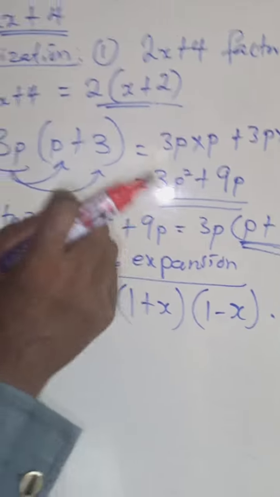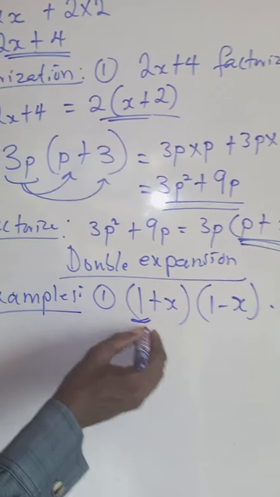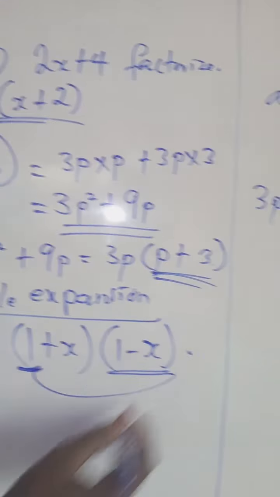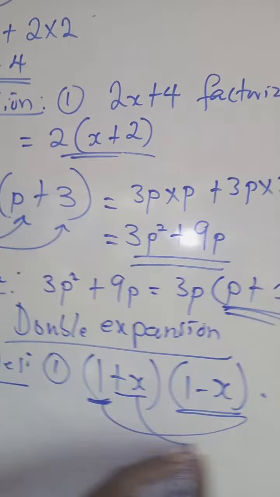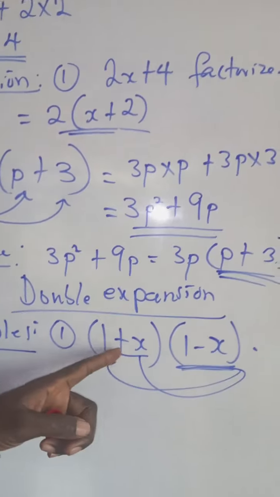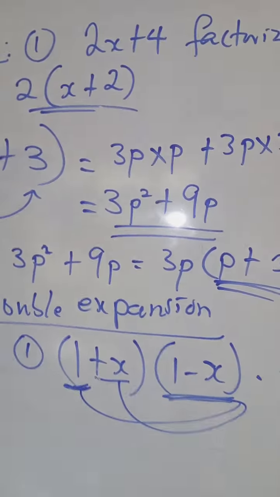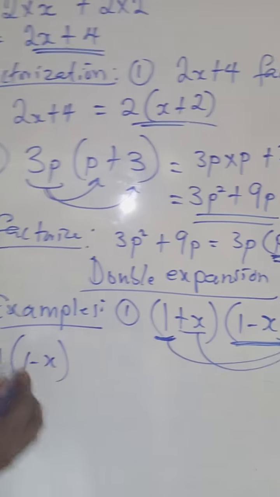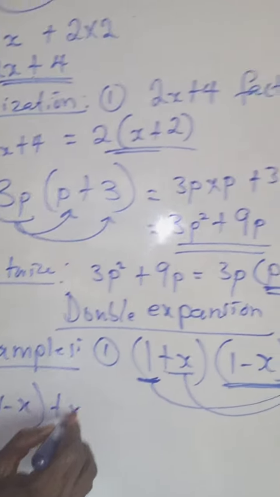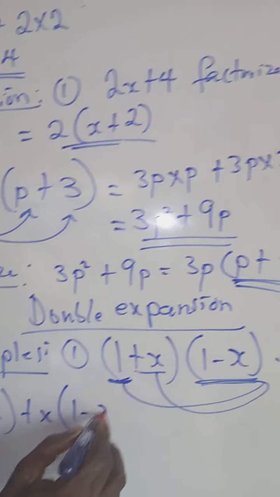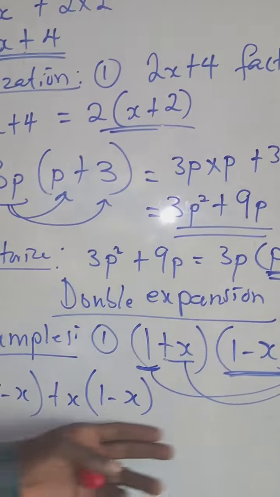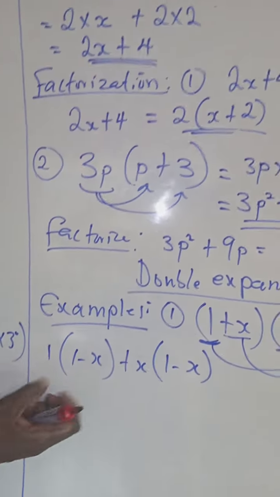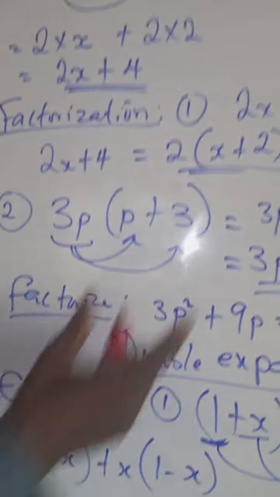I'll now turn it to single. How do I make it single? This one multiplied by the whole bracket plus this multiplied by the whole bracket. Don't forget the sign. Very, very important. 1 multiplied by this bracket, 1 minus x, plus x multiplied by this 1 minus x. You realize at this juncture that you have successfully brought it back to single expansion.